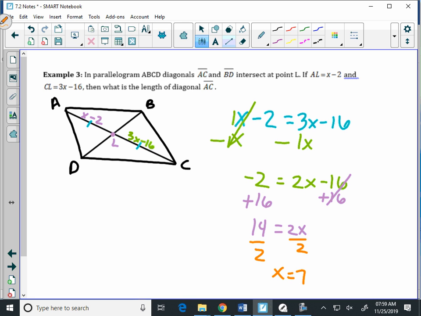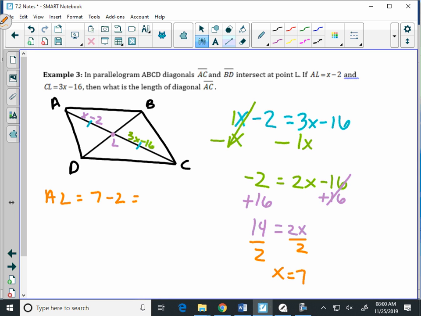Are we done? I found x. It should be done, right? What do we have left to do? Yeah, plug it in. We need to find AC. Which one do we want to plug it into? X minus 2. But it doesn't matter which one you plug it into. If we plug 7 into x, this is just less work. That's why I like x minus 2. Less math I have to do. Easier math, too.